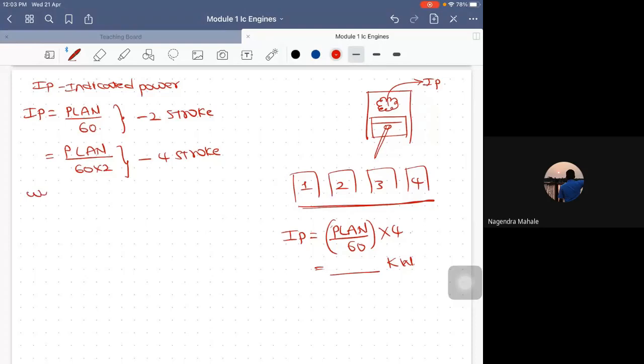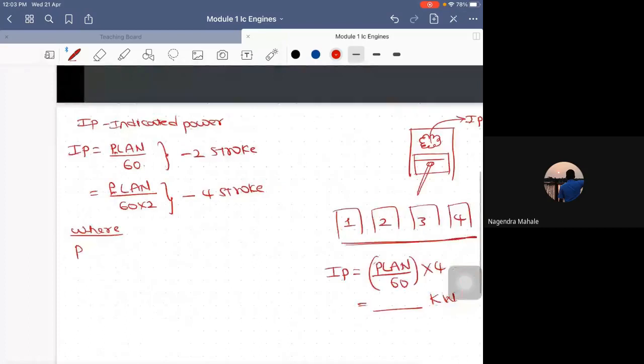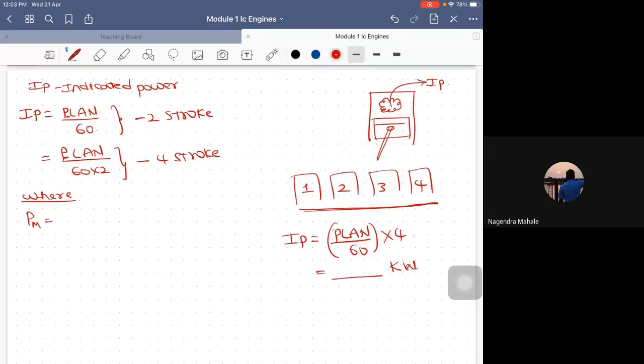Now we will discuss what different parameters are involved. So P is there, and you can add a suffix to it, which is m. So P suffix m. What do you mean by PM? PM is the mean effective pressure. So how do you calculate this mean effective pressure?